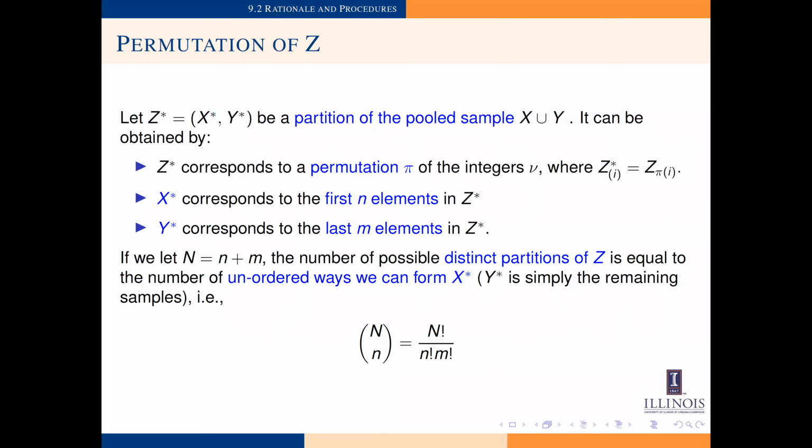So the number of possible distinct partitions of Z is equal to the number of unordered ways we can form X star. Since we know Z, once we know X star, we know that Y star is simply the remaining samples, in other words, the complement. Then we know that the total number of ways we can form X star is equal to large N choose small n, and that's given by N factorial divided by small n factorial times m factorial.